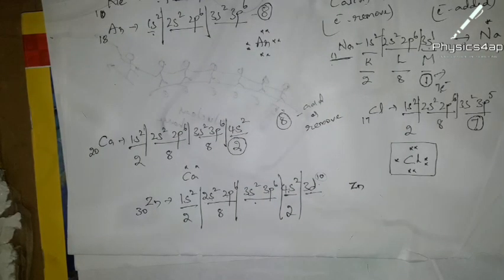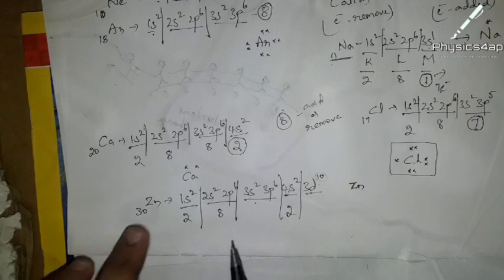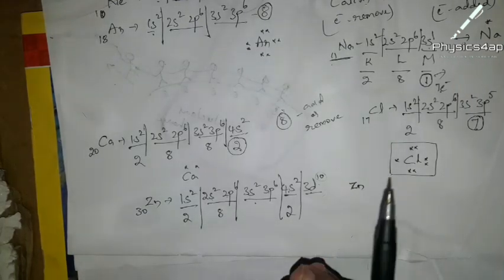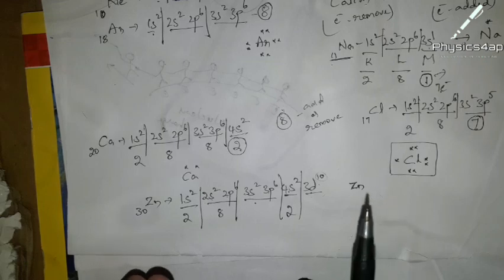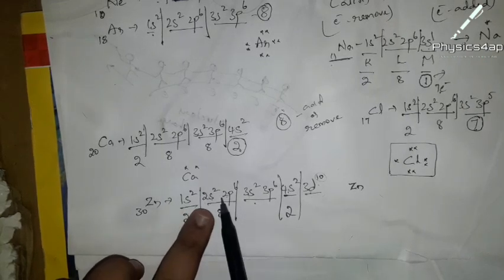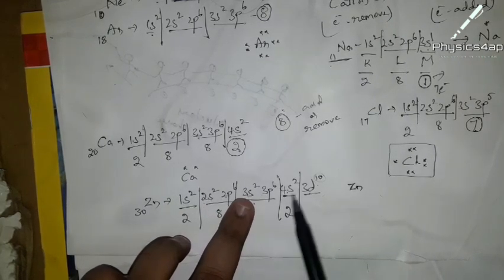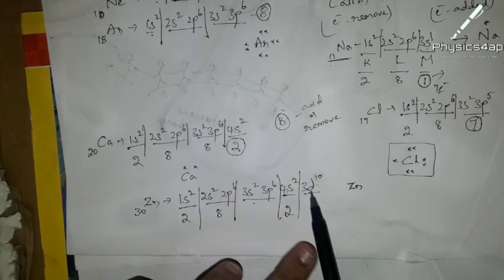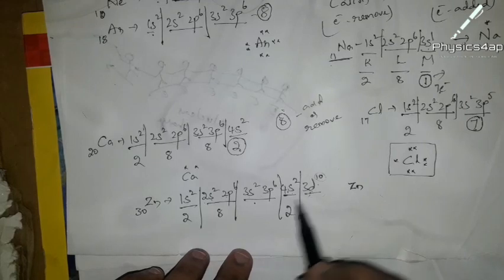So how can you represent this? When you write the electronic configuration, see the outermost orbit. The outermost orbit is nothing but the last shell. The last shell is what you need to see. This is the first shell, this is the second shell, this is the third shell, this is the fourth shell, and this is the third shell. So that means this is not the outermost orbit. This should be counted under the third shell.